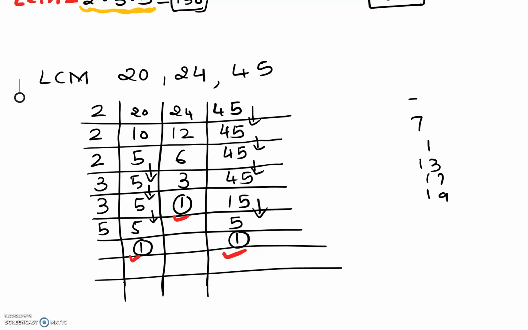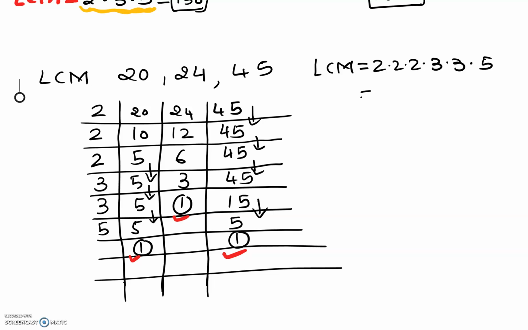So what is my LCM for those 3 numbers? Let's write it. So my LCM is 2 times 2 times 2 times 3 times 3 times 5. Let's write it in exponent form. We get 2 to the third power, 3 to the second power, times 5. This is really called a prime factorization, okay everybody? It's a prime factorization format.